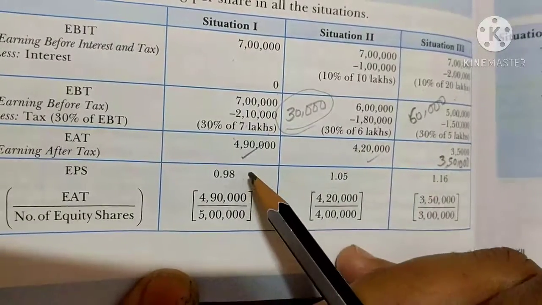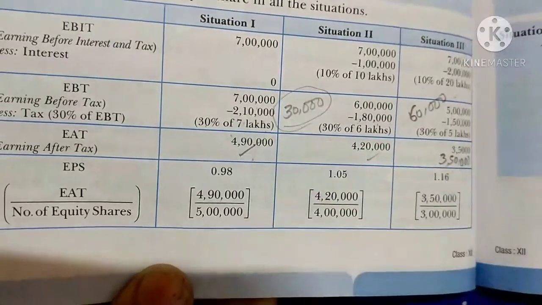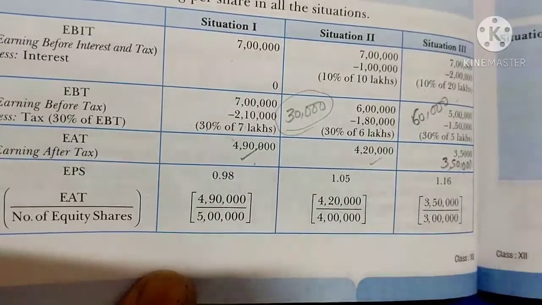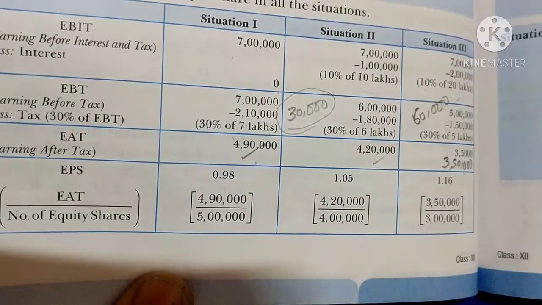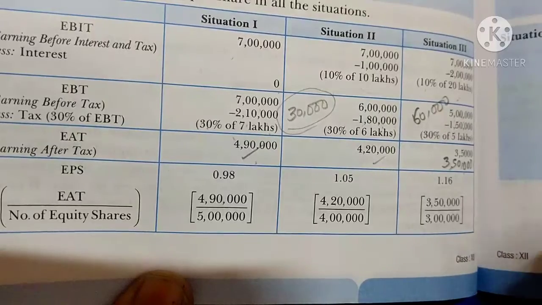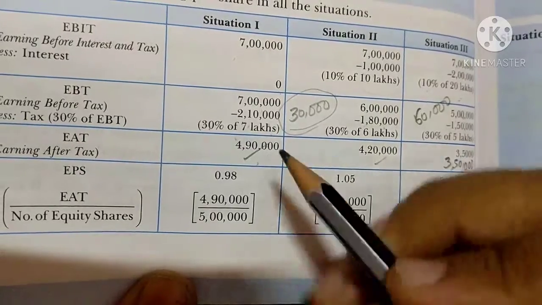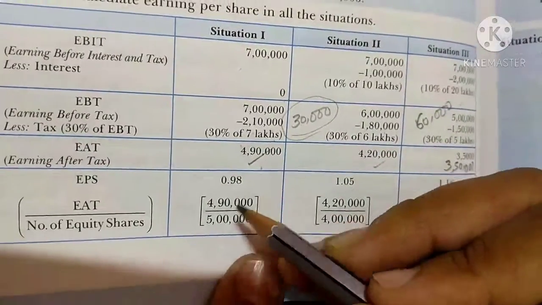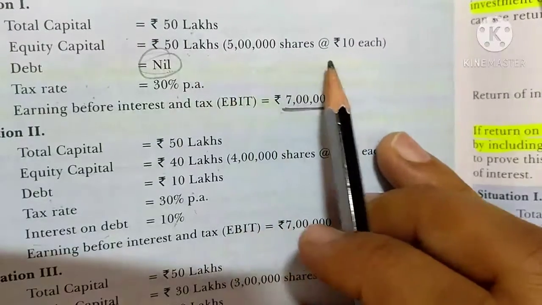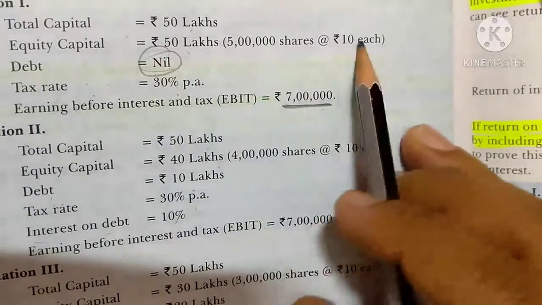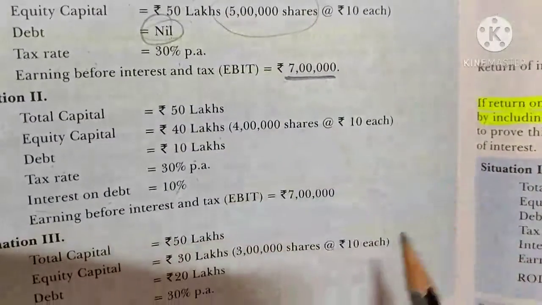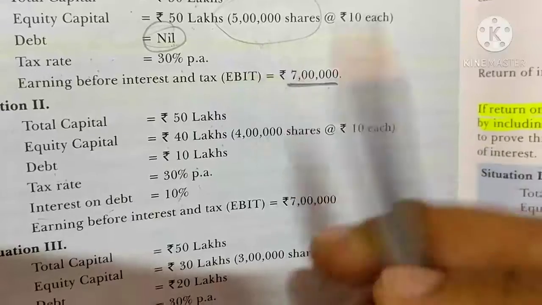So you are saying, sir, earning after tax is coming more in situation first, this situation is best. No, we are finding earning per share, how much they are earning at each share. So see, the total shares were how much? 5 lakh at the rate of 10 rupees each. Okay, total shares how much? 5 lakh. We have to find out of this 5 lakh only.